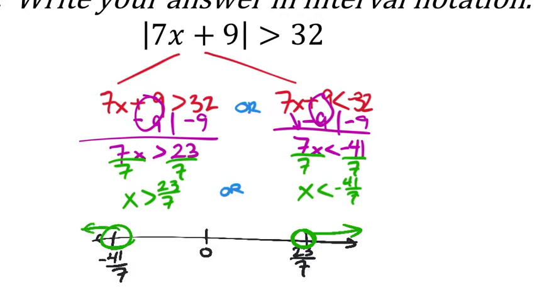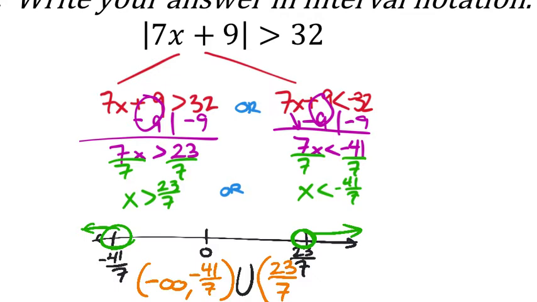See how that kind of represents what we would expect from an or statement anyways, where the two lines go in opposite directions. And now we are ready for the interval. Starting on the left, that would go all the way to negative infinity, stopping at negative 41/7, which is not included. So close parentheses, then U for the OR statement. Now starting up at 23/7, which is not included, so open parentheses, and then going to infinity, which is never included. So there's our interval. That's really the only part we actually needed on this one.